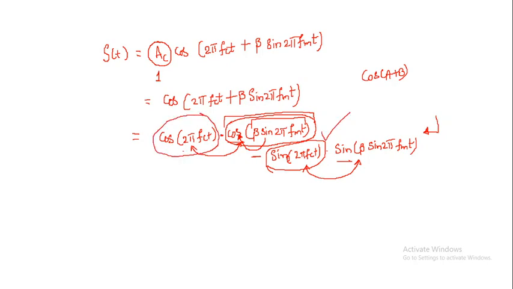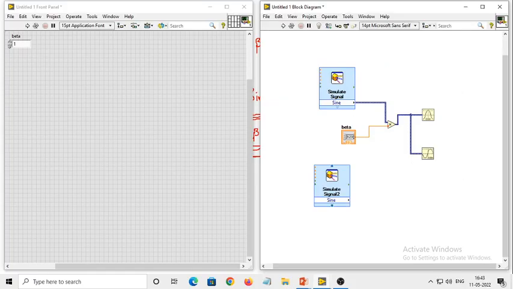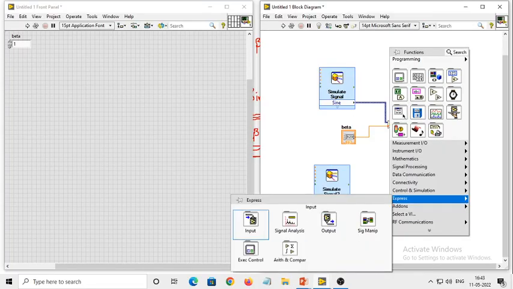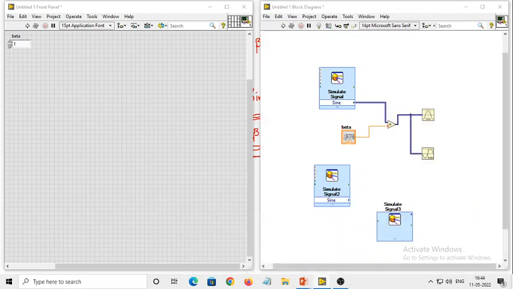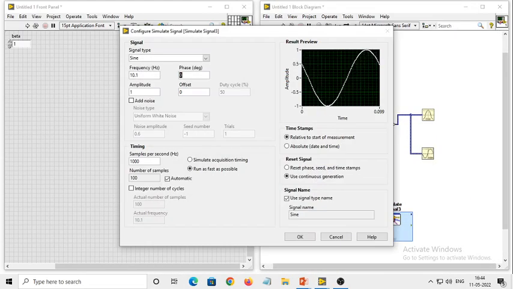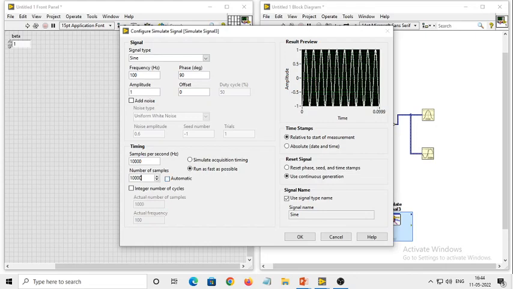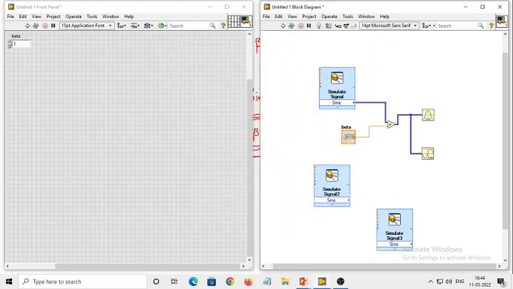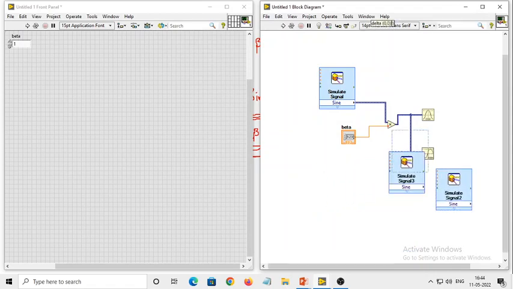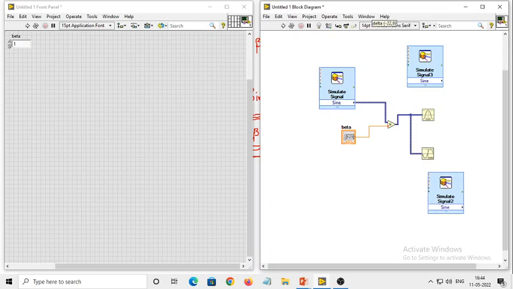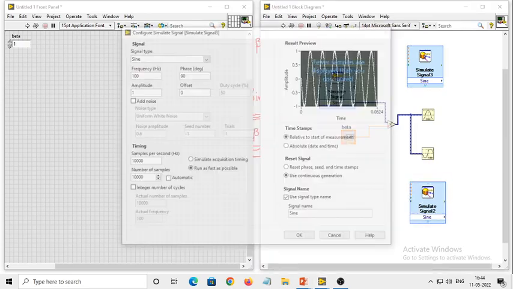Now I need to build this. So again right click, express, input, simulate signal. Now that is cos, so you need to give phase as 90 and the frequency is 100. Again samples per second is 10,000 and number of samples is 10,000 per second. Okay, so this is for sine, this is for cos. So let me recheck whether this is cos. Yes.